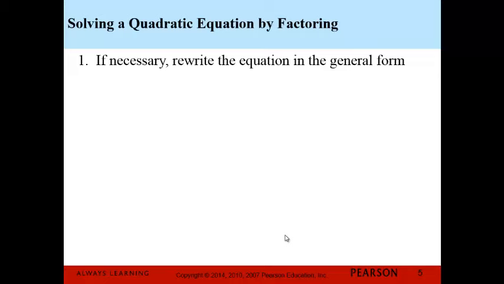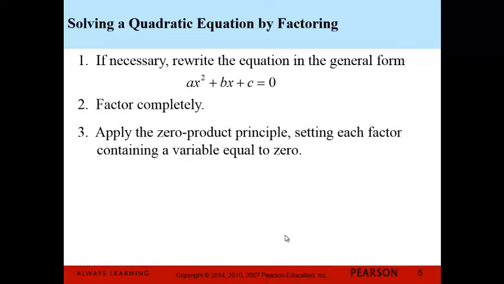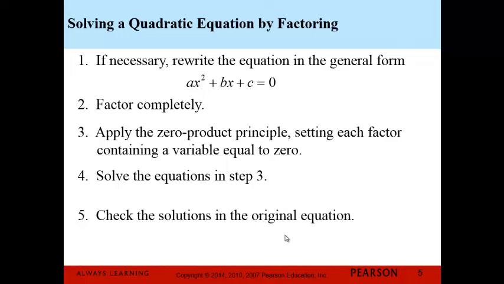So when you solve a quadratic equation by factoring, if necessary, rewrite the equation in the general form ax squared plus bx plus c equals 0. Factor completely. Apply the zero product principle, which means that you'll set each factor containing a variable equal to 0. Solve the equations that result in step 3, and you can always check the solutions in the original equation.